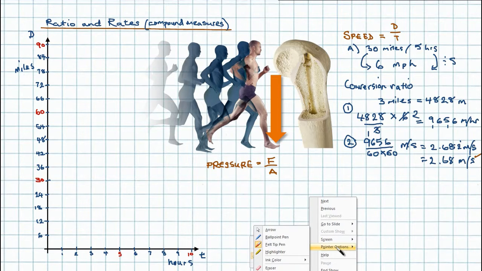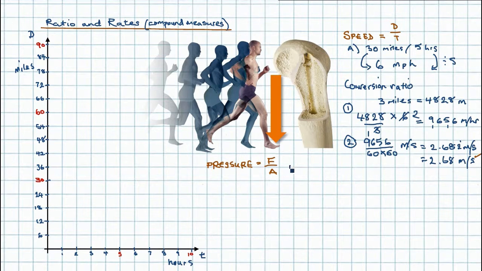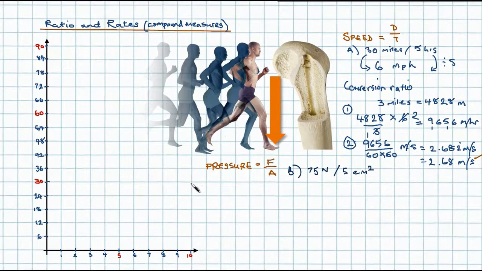Okay, let's think of a problem then, some numbers that we can work with. So let's call this problem B. And let's have 75 newtons for every 5 cubic centimeters. So keep the numbers fairly simple to start with. So here we've got area, 5 cubic centimeters, and here we've got force, 75 newtons.